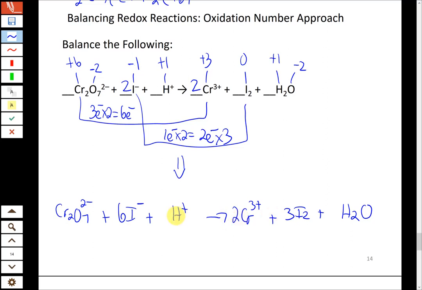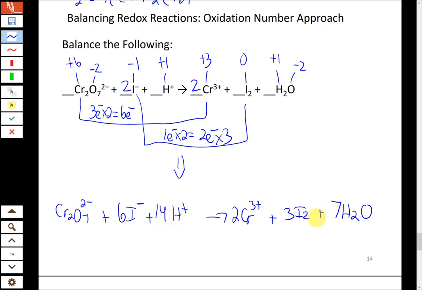And now all that's left is to balance water and H+ by inspection. So right now on the reactant side we have 7 oxygens, so we need to have 7 waters to balance oxygen. By adding 7 waters, that introduces 14 hydrogens on the right side. To make sure we have 14 on the left, we're going to put a 14 in front of H+.